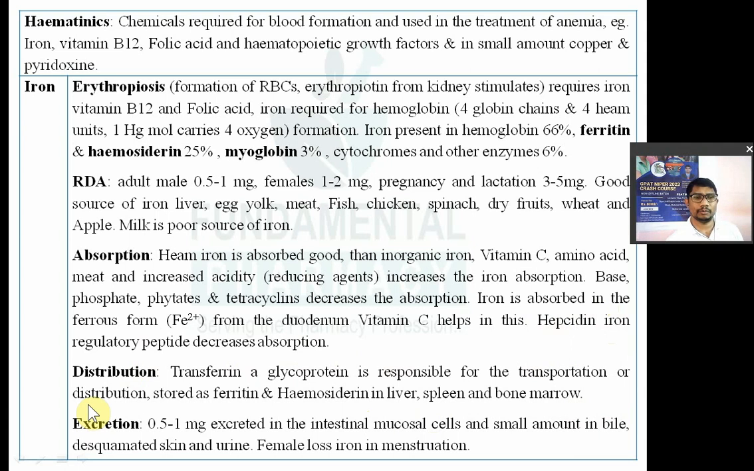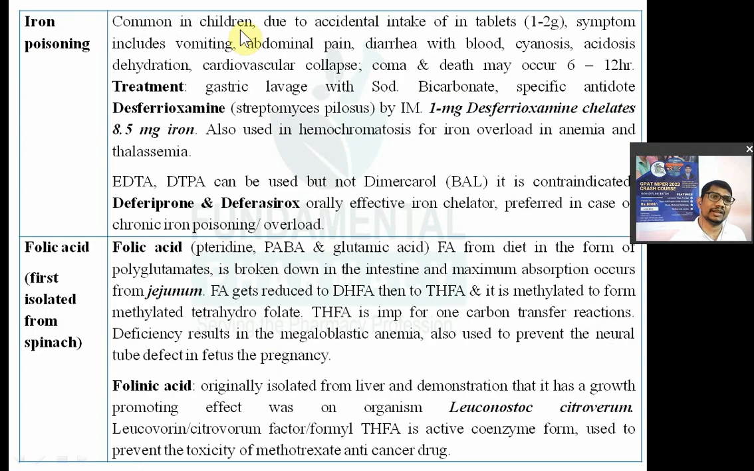Normally 0.5 to 1 milligram of iron is excreted daily in the intestinal mucosal cells. A small amount of iron is excreted in the bile as well as desquamated skin and urine. Females में iron का loss ज़्यादा होता है due to menstruation, right? Iron poisoning is very important.